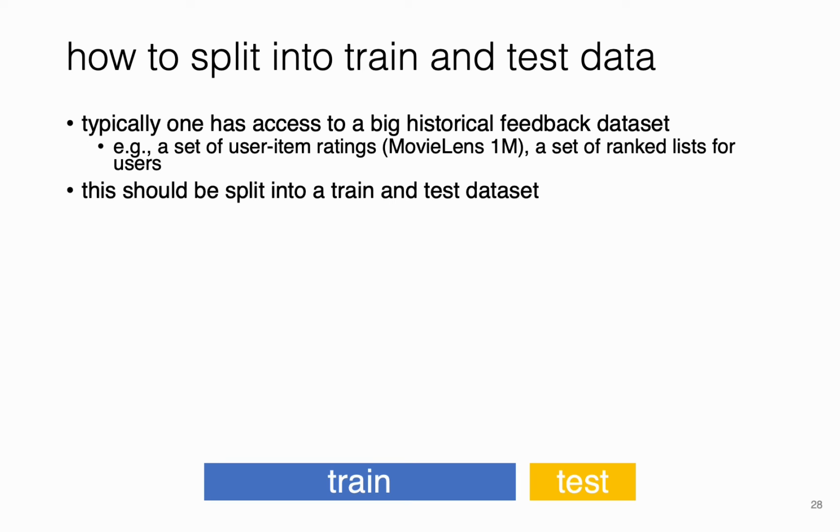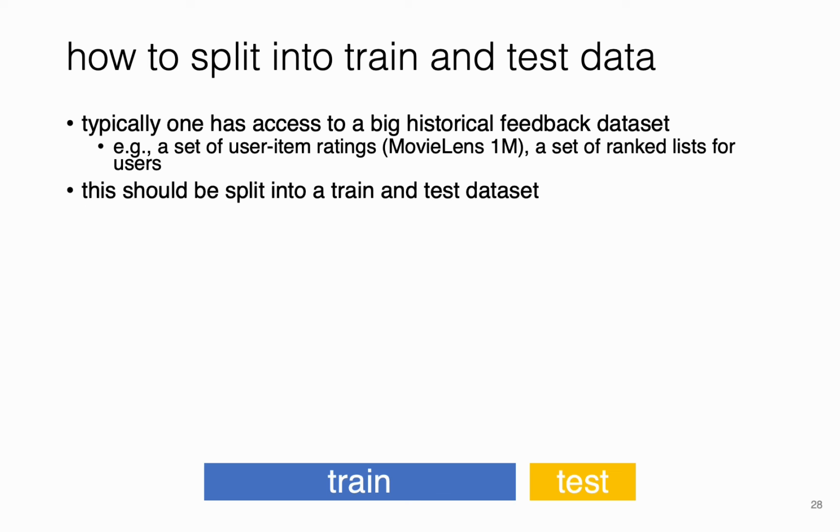So, if we have collected some historical feedback data, we must split them into a train and a test dataset. The train dataset will be known to the recommender so that it can build its model, while the test dataset will be used to evaluate the recommender. The question is how to split the dataset.